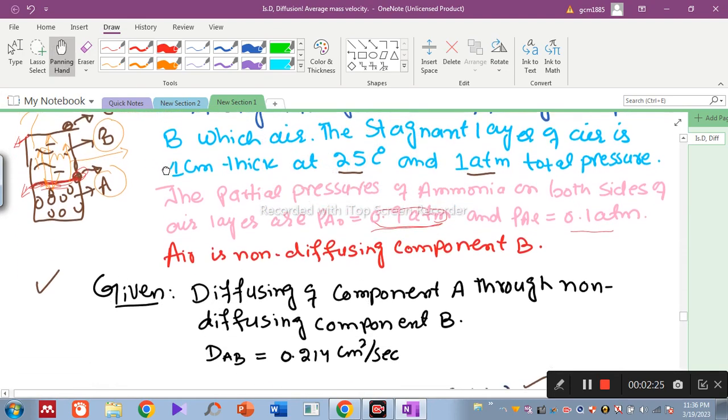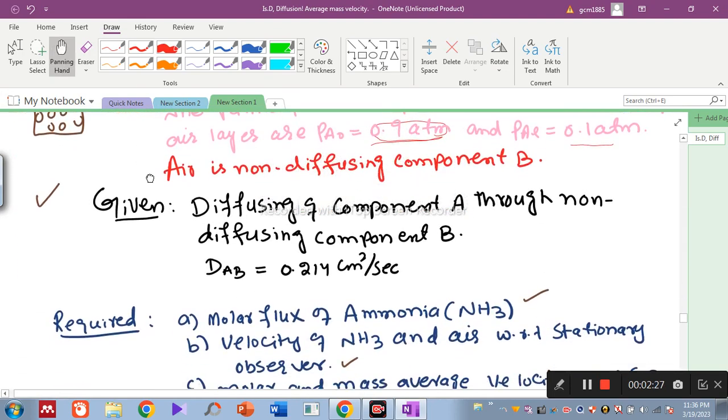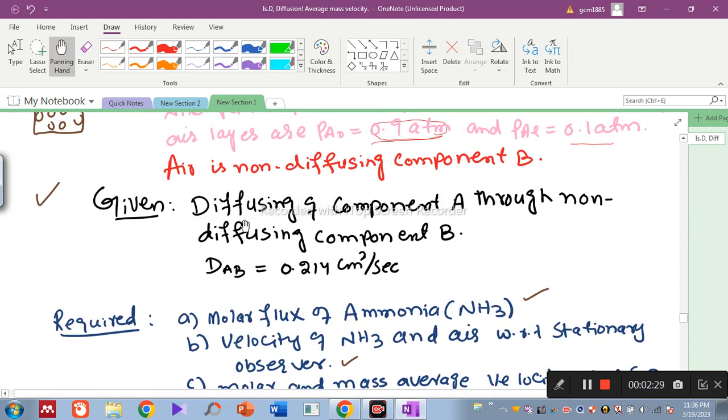So the given data is diffusion of component A through non-diffusing component B, and the diffusivity of ammonia in air is 0.214 centimeter square per second at 25 degrees centigrade and 1 atmospheric pressure. The diffusivity of ammonia in air is this one. This is given to us in the question.